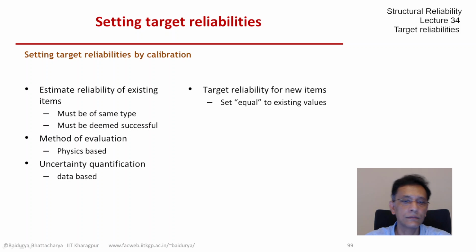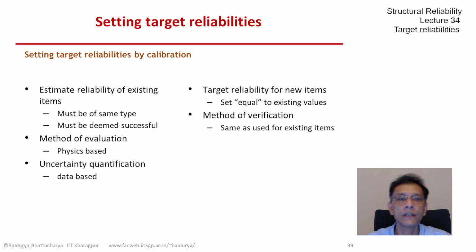We could set the new target reliabilities "equal" to the existing values, but if there are variabilities we may need to tweak those, so that's why the word equal is within quotes. But the new target reliabilities would definitely be based on and closely follow the existing numbers. Now, once we do that, it makes sense, and it's actually required, that the method of verification for the new items should be done in the same manner as we did for the existing items. Otherwise, we would not have the same basis for comparison.